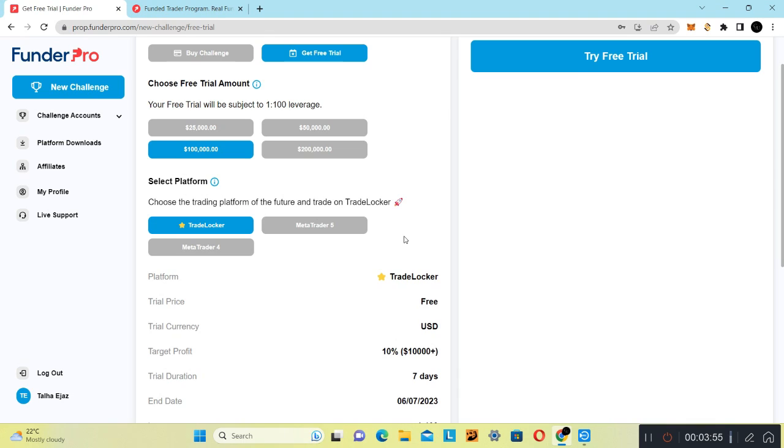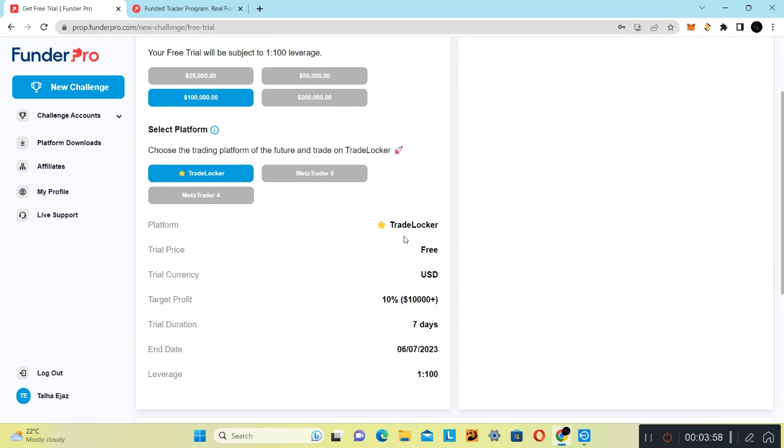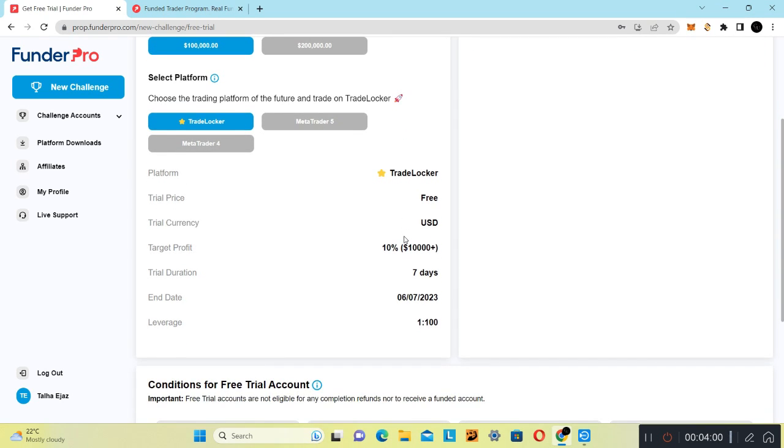Basically, FunderPro combined the best evaluation criteria, funded account technology and the Trade Locker platform to give traders of all levels one of the most powerful experiences on the market today.